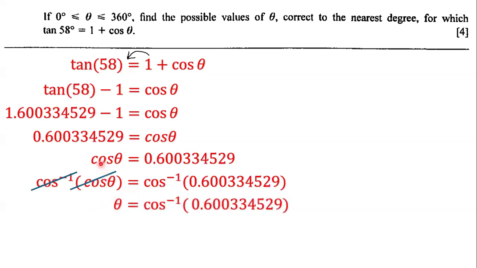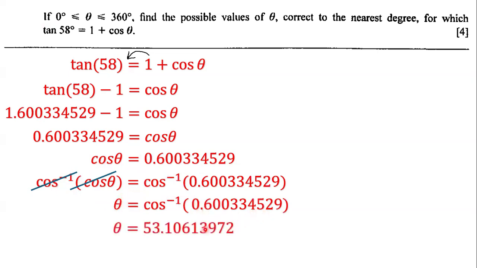And so here we had cosine theta is equal to this decimal. And so we take the cosine inverse of both sides, which enables us to cancel cosine inverse with cosine. And we are left simply with theta on the left-hand side. So we have that theta is equal to cosine inverse of this particular decimal.